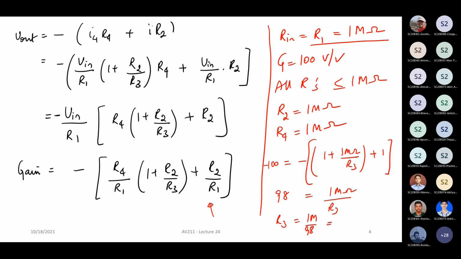So it is roughly equal to 0.01 mega ohm, which is around 10 kilo ohm. Slightly, a little lesser. You can calculate that. Now what have we done here? By just using all resistors less than or equal to 1 mega ohm, we have achieved an input impedance of 1 mega ohm while achieving the same target gain of 100.